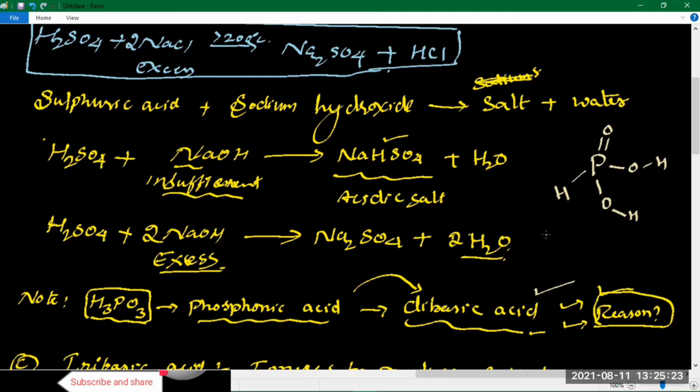Looks like this: H3PO3. Listen children, here in the phosphoric acid, two hydrogens are connected to the oxygen. Because of the weak bond, they can easily ionize to form their respective ions. Whereas the hydrogen which is connected directly to the phosphorus, a nonmetal, forms a strong covalent bond. It will not ionize easily. Hence the reason only two ionizable hydrogens are present in this acid.